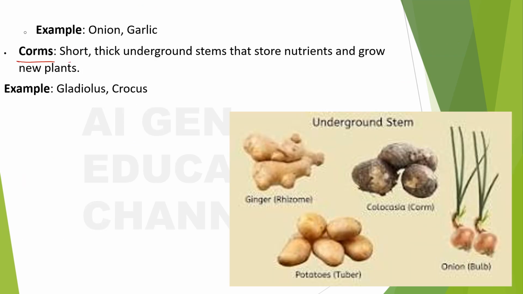Okay, these are short thick underground stems that store nutrients and grow new plants. So these are also another type of underground stems. Okay, examples will be gladiolus and crocus. So you can find it here, ginger, and this is a corm, and potato is a tuber, and onion is a bulb. Okay, everything will have different characteristics, and based on characteristics we have differentiated them into these types. So don't forget about it.